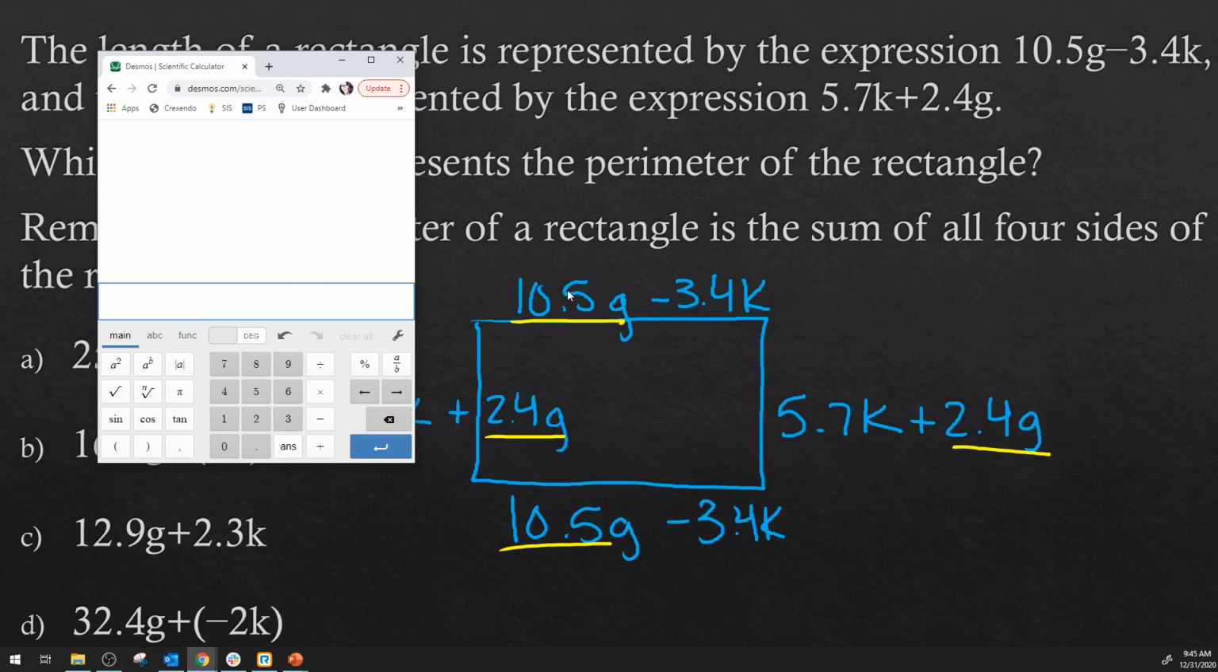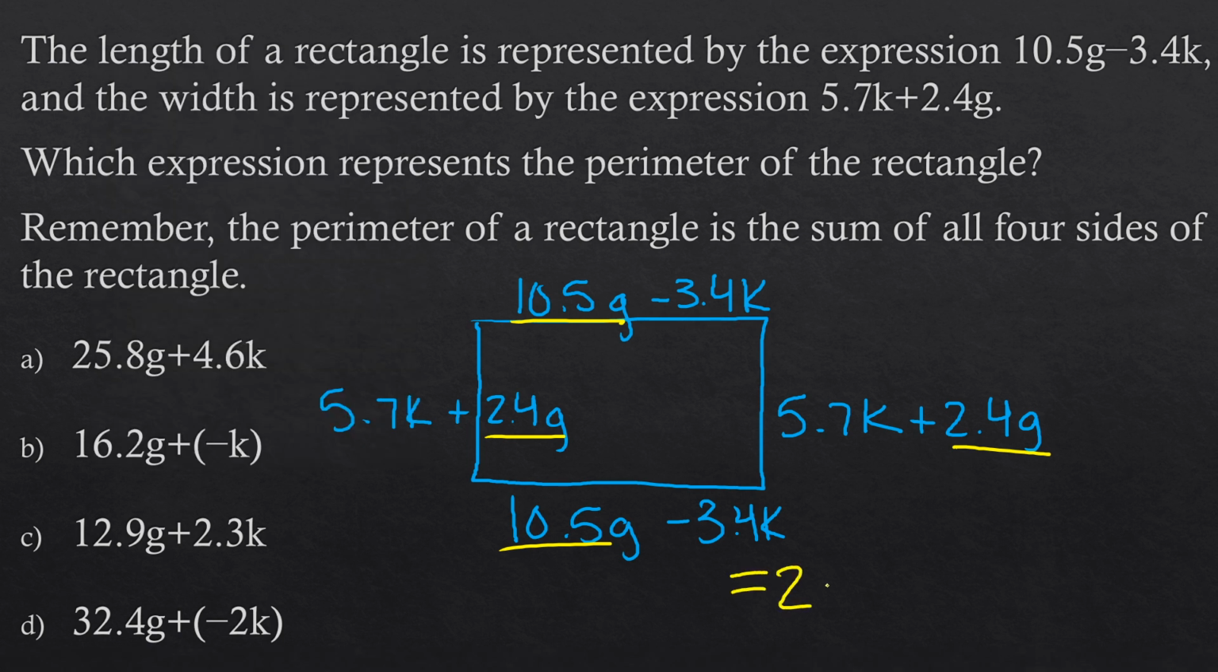Okay, so I'm going to start at the top and I'm going to move around this way. So I'm going to do 10.5 plus 2.4 plus 10.5 plus 2.4. When I add all of these together, I get 25.8g. And if I look at all my different answer choices, this is the only one that has a 25.8, which means that that one is the correct answer.